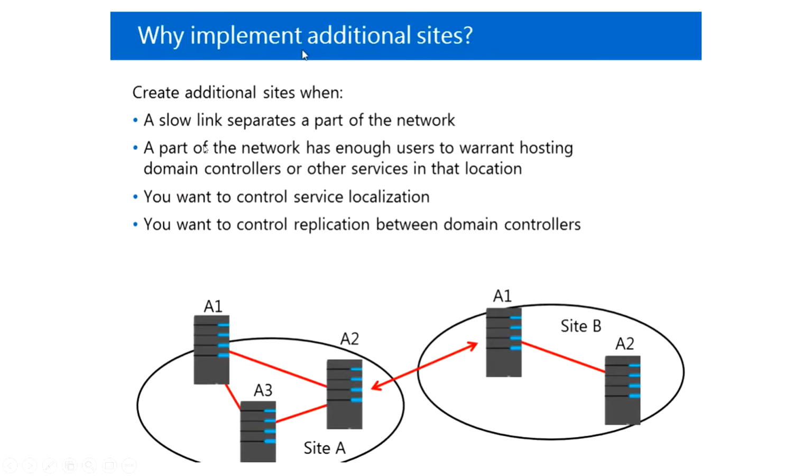And why do we need to implement additional sites? You create additional sites when there is a slow link that separates part of the network, and that part of the network has enough users to warrant hosting the domain controller or the services in that location. And you want to control the service localization, and you want to control the replication between domain controllers.